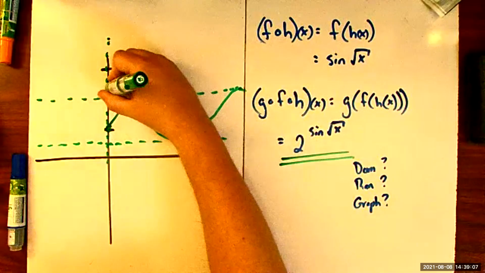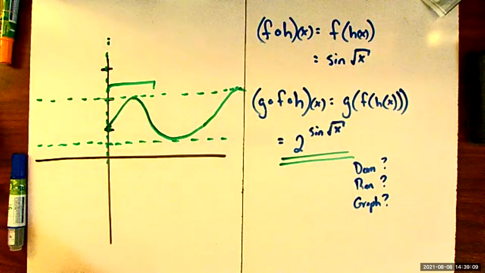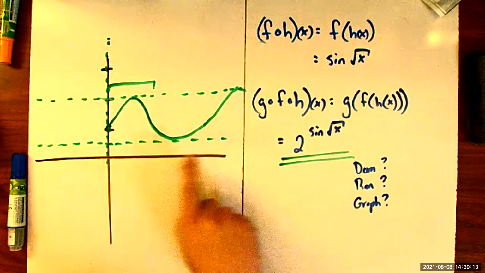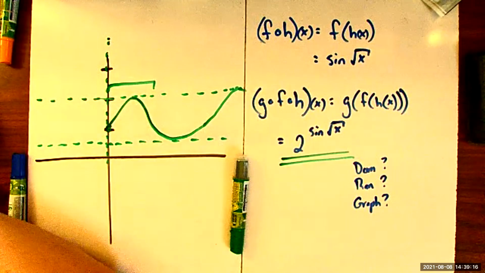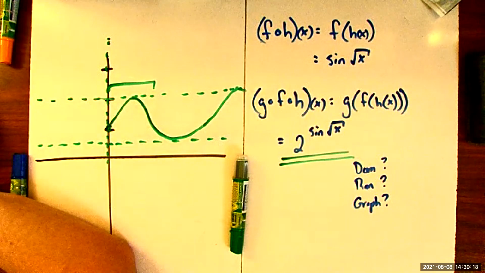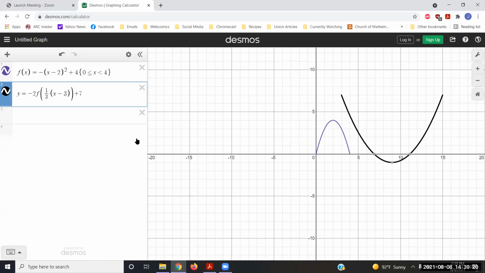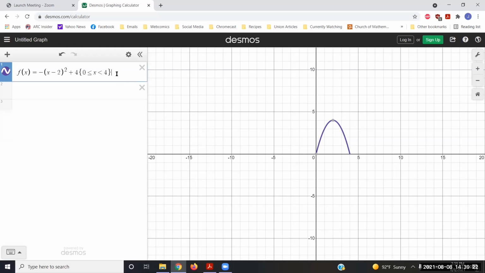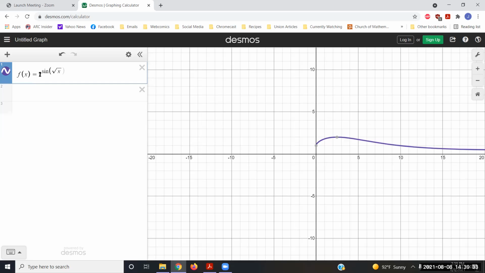The distance from here, or the period, is going to get longer and longer the further out we go. And so this is a rough estimate for what our graph might look like for this one. Let's take a look and see how close we were. So in this case, it was 2 to the sine of square root of x. And notice we're getting that type of behavior out of this thing.